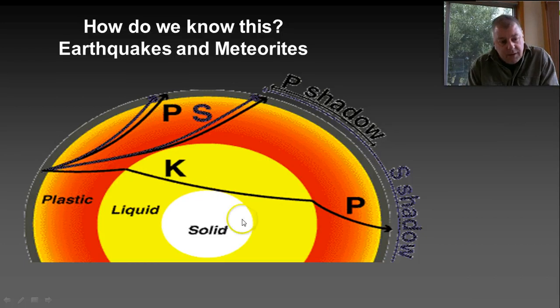And so, because some waves cannot travel through a solid, there's a shadow. So if there's an earthquake here, you get a shadow over here, and there's another shadow. There's different types of shadows, and by looking at earthquakes happening all around the Earth, geophysicists can work out the size of these things, and it's pretty well known.